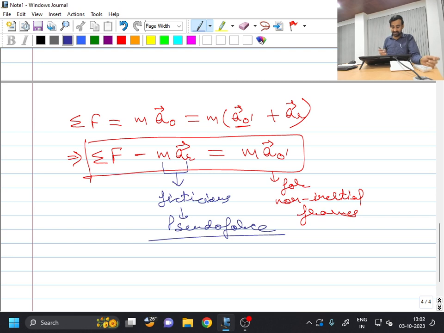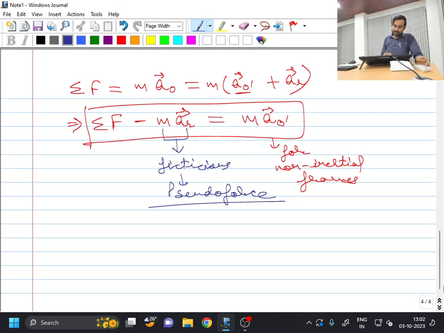Okay, so this is the important correction which one must introduce while we are talking about the non-inertial frames of reference. Okay, now another thing also comes into consideration, that the motion of a frame will not always be purely translational.